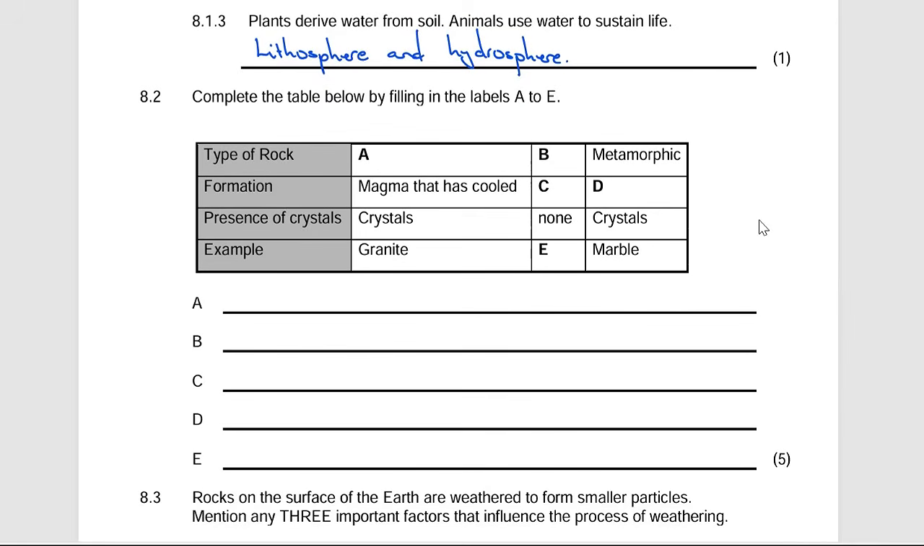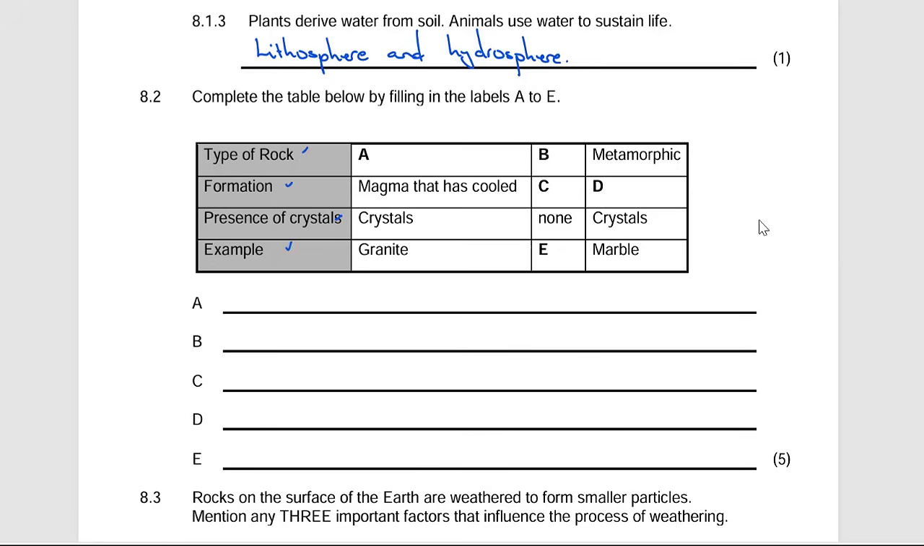Then we proceed to 8.2. It says complete the table below by filling in the labels A to E. So we've got the type of rock there, the formation, presence of crystals, and an example. So we're having A there, which is our magma that has cooled, right? So a magma that has cooled there. So it is referred to as what?